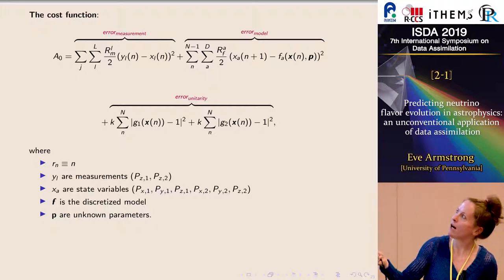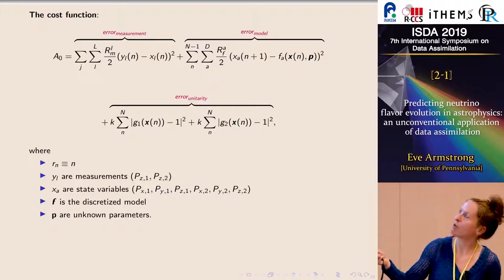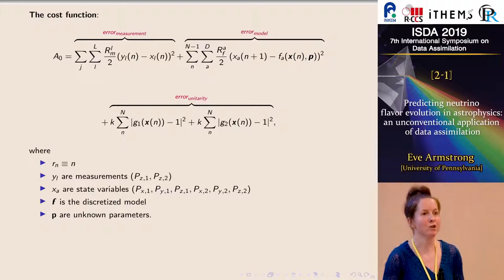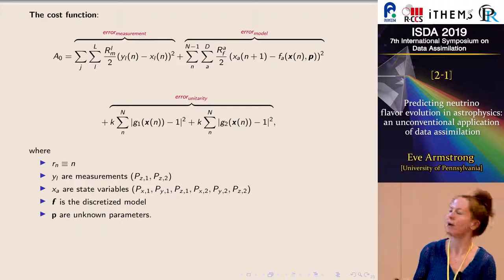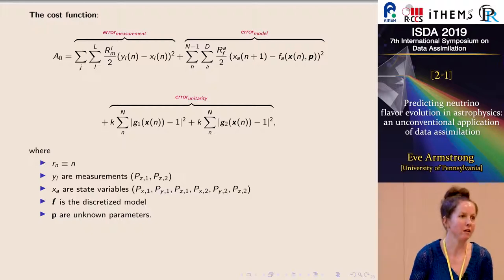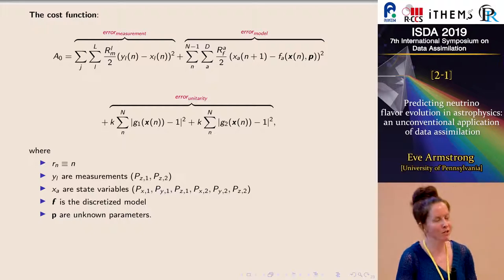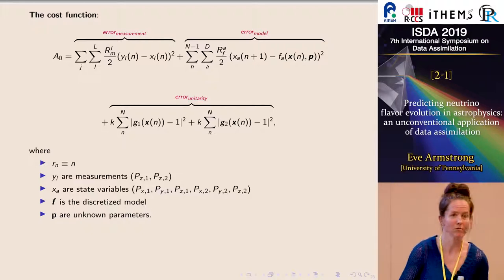Over here, we permit error in the model, and the sum on A is the sum over all state variables, measured and unmeasured, Px, Py, Pz of neutrino 1, and of neutrino 2. And the third term here is an error. We impose unitarity this way. We say we begin with 2 neutrinos and we end with 2 neutrinos. Neutrinos are not created or destroyed.